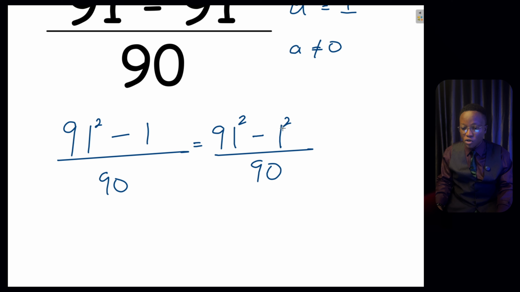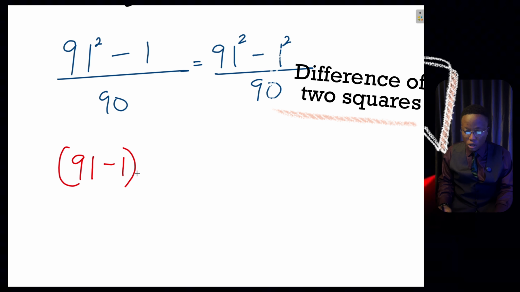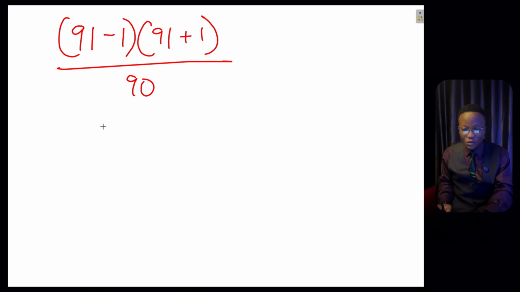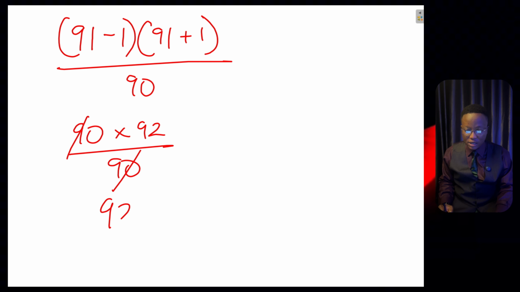What do we notice in the numerator there? We notice a difference of 2 squares, and we know the law around a difference of 2 squares. Yes, it's simply saying 91 minus 1 into 91 plus 1 all over 90. I think it's looking clearer. Yes, so 91 minus 1 is 90, multiplied by 92, all over 90. So our final answer is 92.